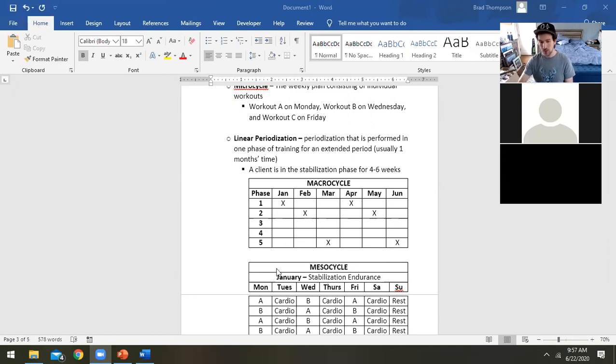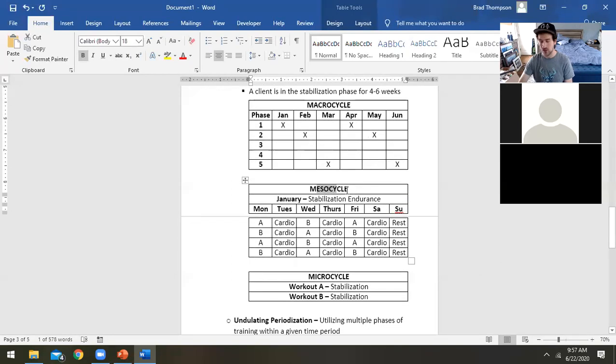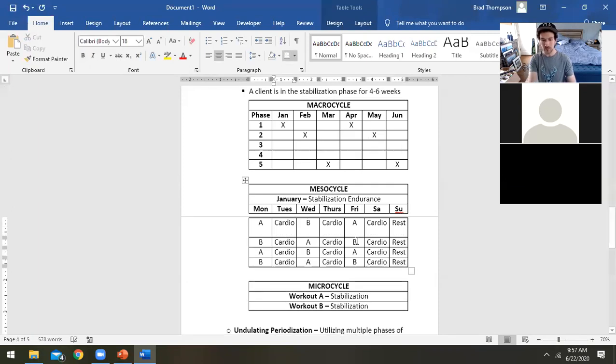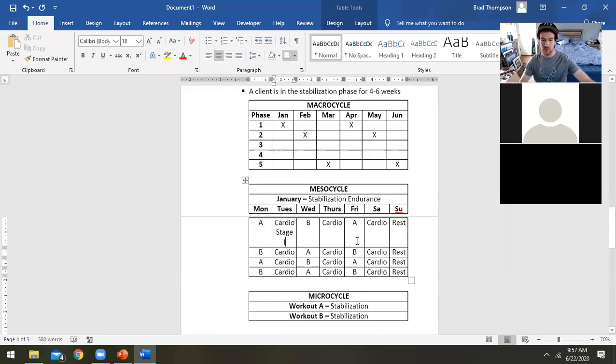So now, with our client who's in our mesocycle here, which is stabilization endurance, right? They're in the stabilization phase. Their cardio is stage 1 the entire time, right? They are only in stage 1 the whole time. So we can keep this really, really simple. We can modify this just like that. Tell you what, I'll put it in italics just to signify the difference.